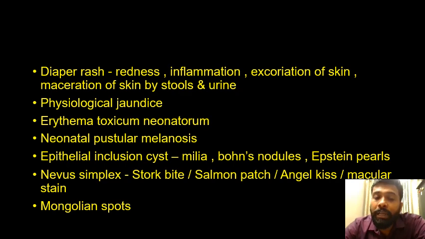Next is nevus simplex, or more commonly known as stork bite, salmon patch, or angel kiss, also known as macular stain. So all these five terminologies you should be familiar with. Don't get confused. Next, Mongolian spot or congenital dermal melanocytosis.